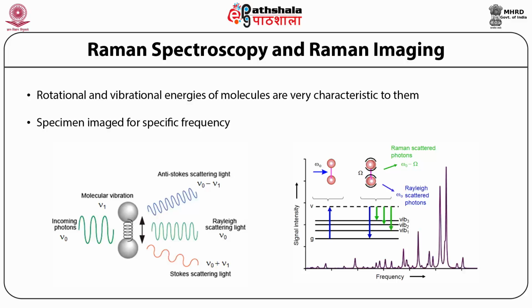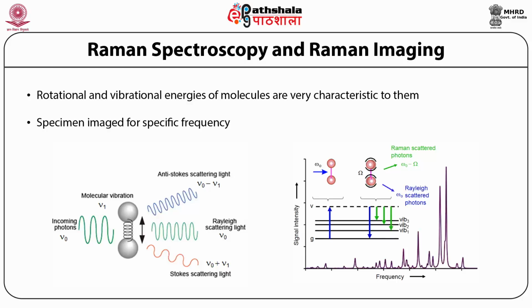And depending on this scattering, if you take a spectrum using a spectrometer, you get various lines, and these lines correspond to various vibrational or rotational states of the molecule. So each line is characteristic of the molecule. By identifying the line, you can identify the state of vibration or the state of rotation of the molecule.